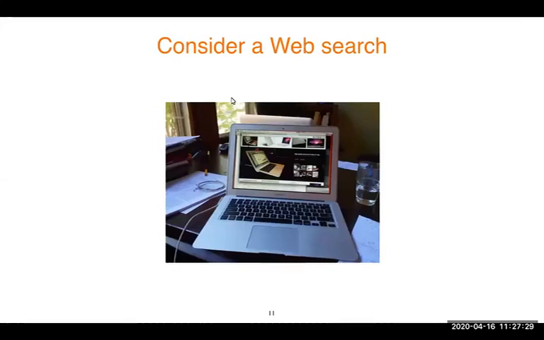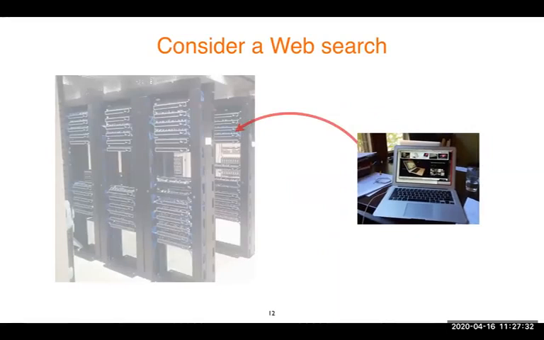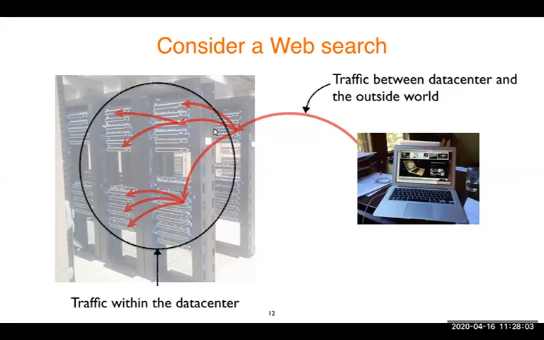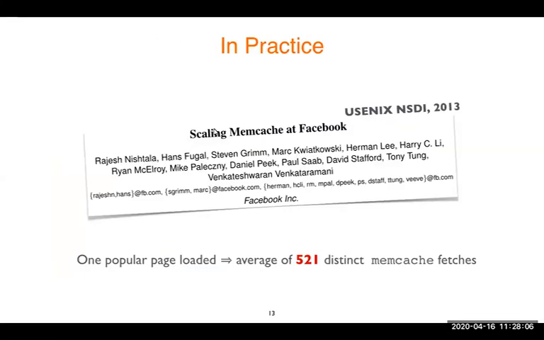If you had a simple web search, what does this look like to a data center? You ship your request off to some server in the data center. And that server is then going to farm off a whole bunch of queries. It's maybe querying the index for that search engine. It's maybe querying the user profile. Maybe it's generating ads to respond, and so on. And then it's shipping a response back. What's important in our context is the distinction between traffic that's coming into the data center from the outside world and the traffic that's within the data center.